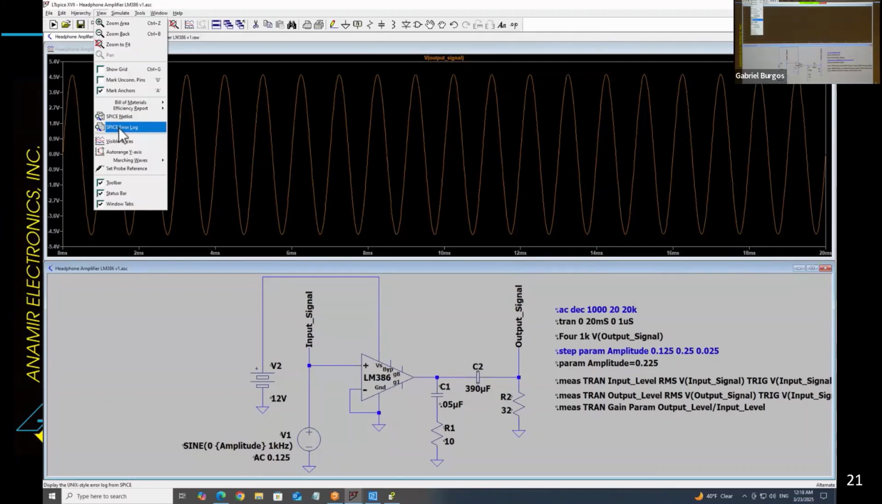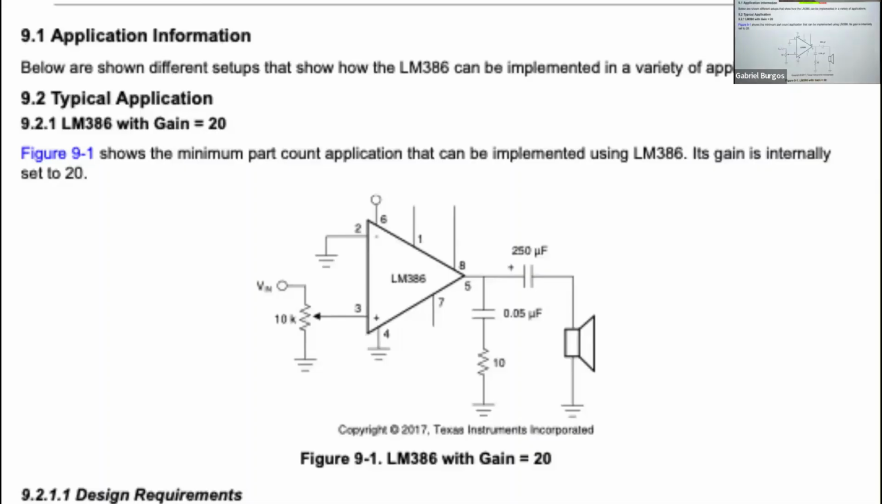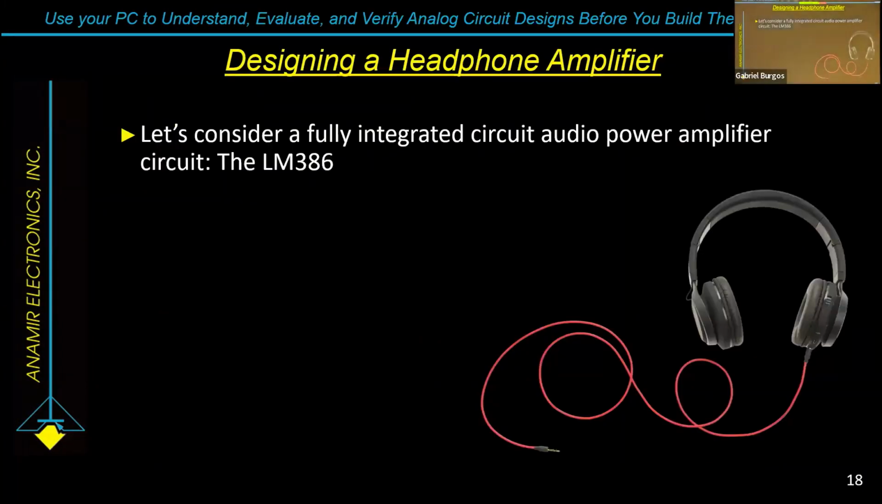Actually, I can show you my preamp. Here's.